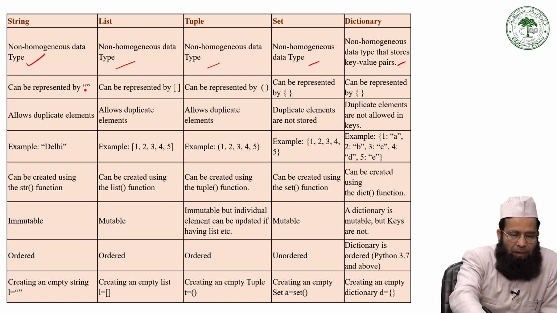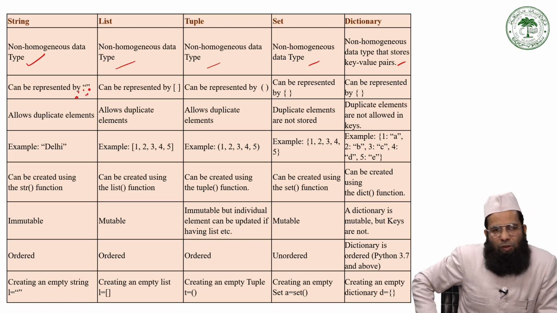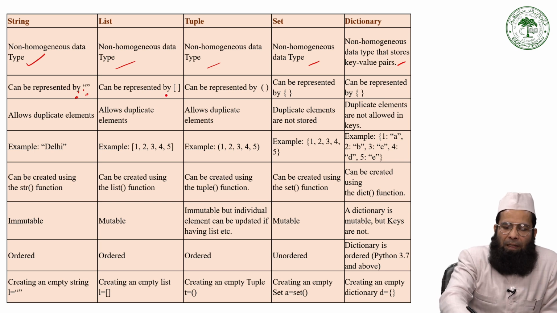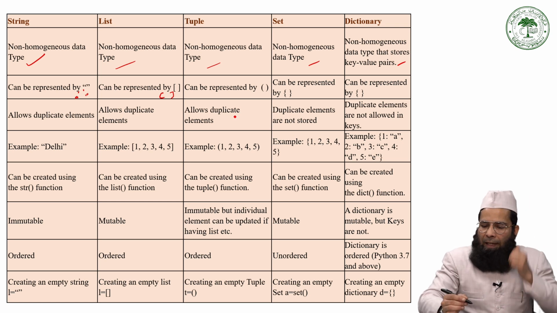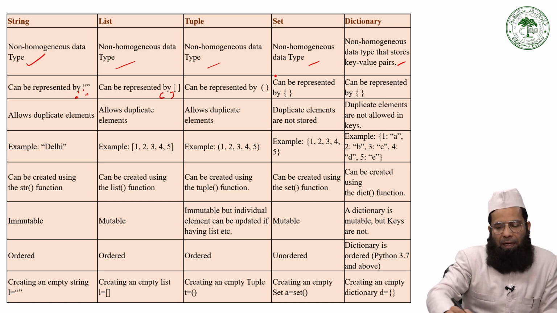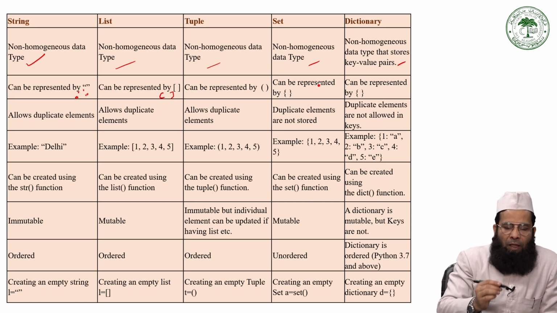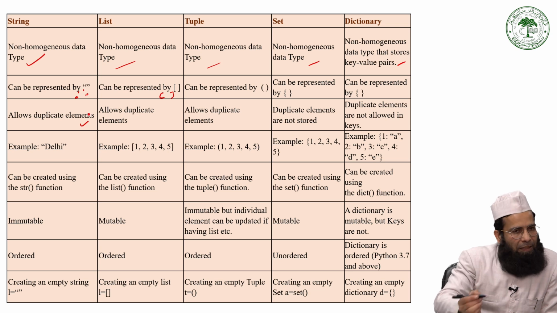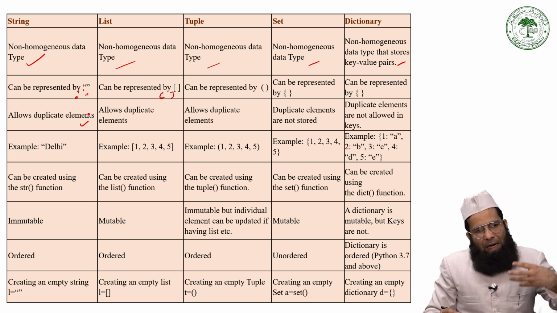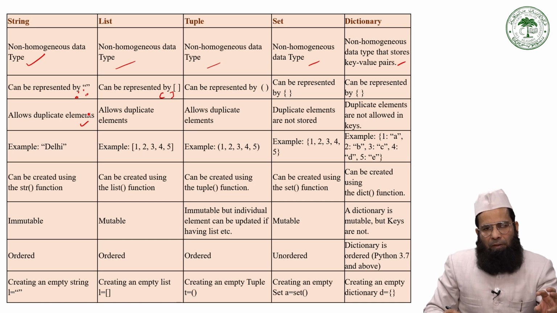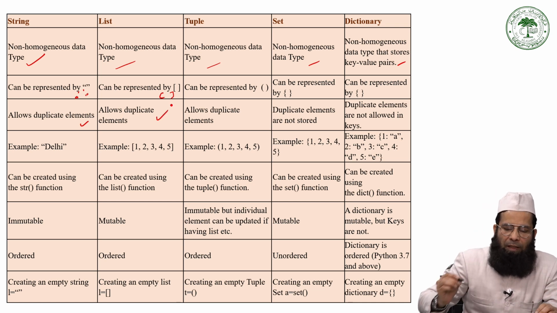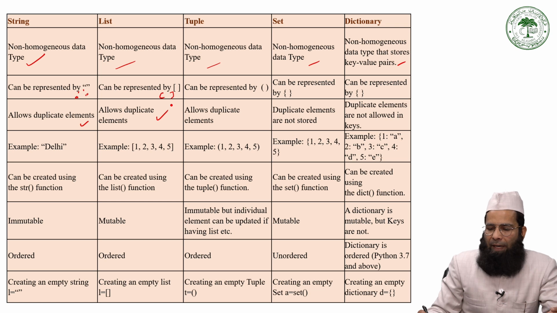A string can be represented by double quote or single quote or triple quote as well. So there are three distinct ways through which you can represent your string. As far as list is concerned, it is represented using the big bracket, and tuple is using the small bracket. Set and dictionary are represented using curly braces. And string allows duplicate elements. It means suppose you are writing a word, duplicate characters could come in that word, so that is possible. Similarly, list and tuple can also contain duplicate elements.